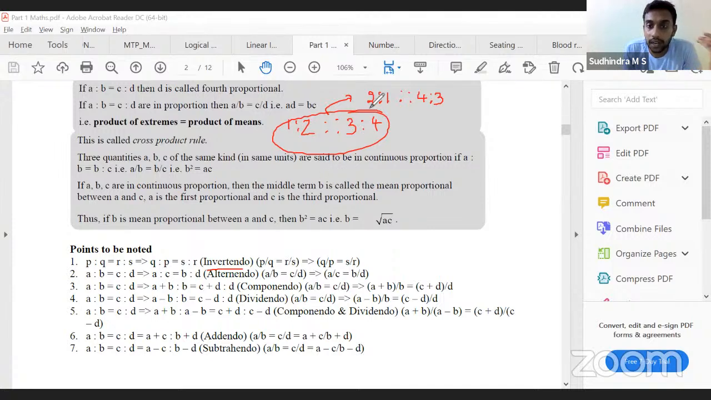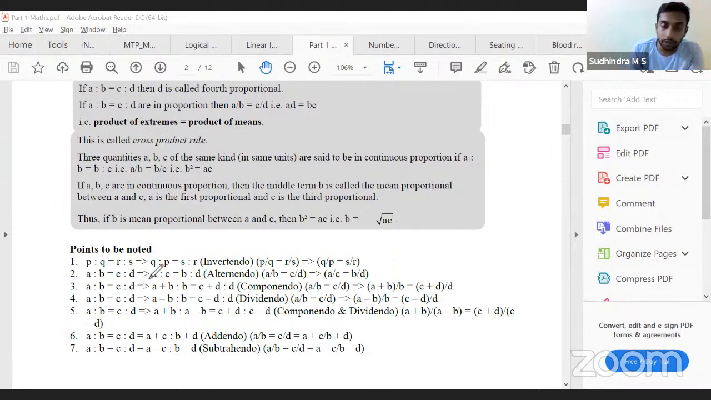What is alternando? A is to B is equal to C is to D is the original proportion. C will be brought into the first ratio and B would be sent to the second ratio. The means are interchanged. So that we call alternando. A is to B is 1 is to 2 as 3 is to 4. Its alternando proportion would be 1 is to 3 as 2 is to 4. This 2 and 3 are interchanged. Middle terms are interchanged.